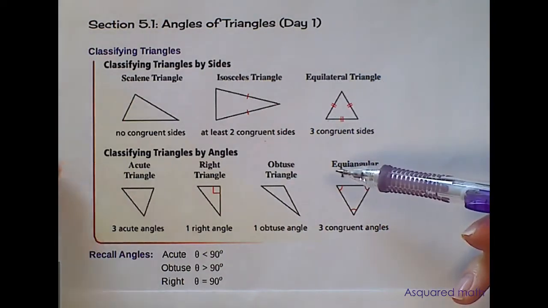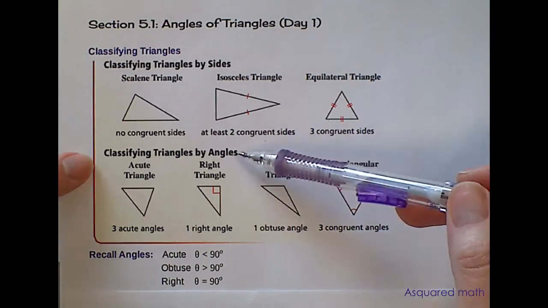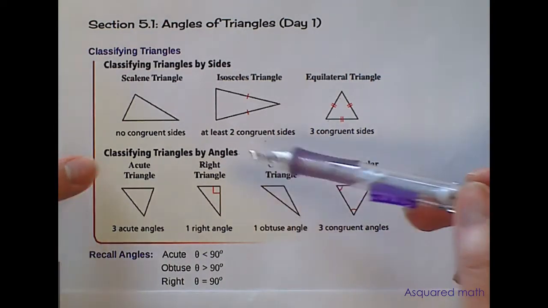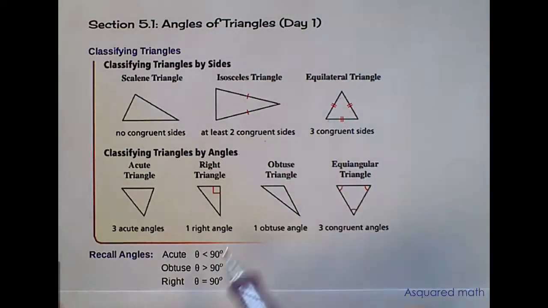The second way to classify a triangle is by the angle measure. We have learned in the past about acute angles, obtuse angles, and right angles. We know acute angles are any angle that's less than 90 degrees. Obtuse is greater than 90 degrees. And when your angle measure equals 90 degrees, it's a right angle.